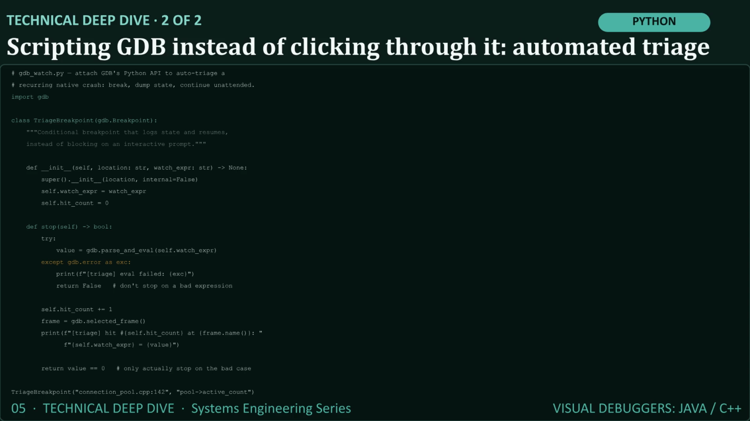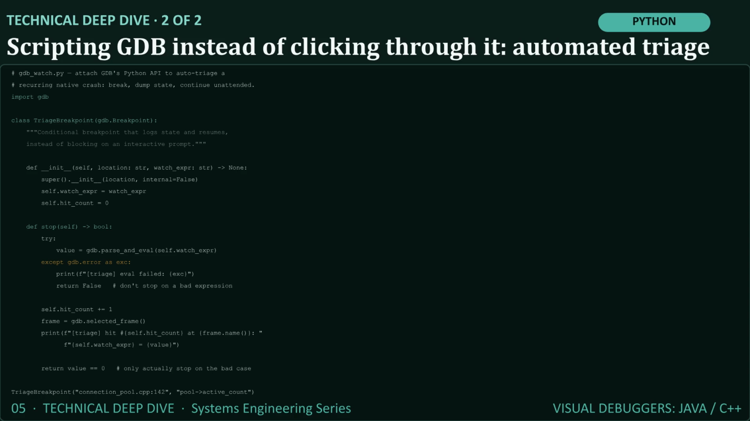What you're looking at here is a conditional breakpoint on a connection pool destructor path. Every time it's hit, the script evaluates an expression, logs the result, and only actually stops execution when the pool's active count is unexpectedly 0. Everything else, every other hit, is just a silent log line and an automatic continue.